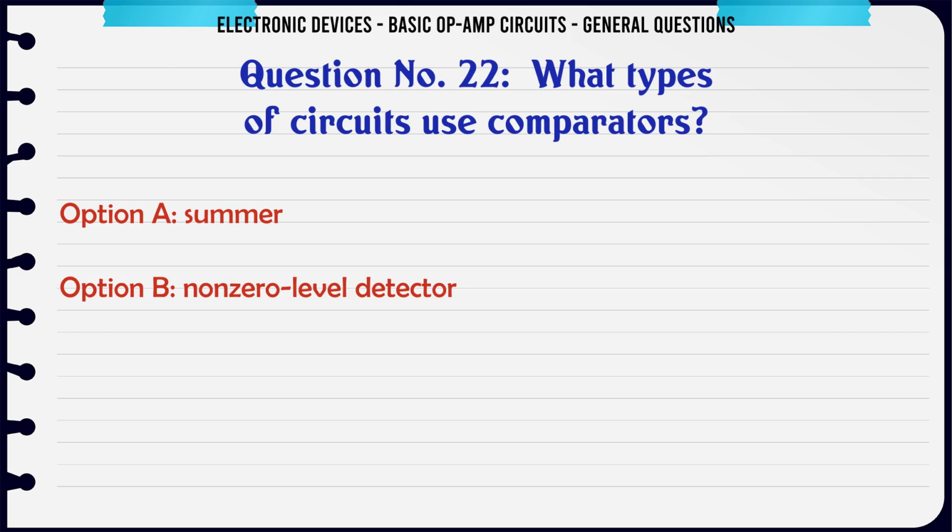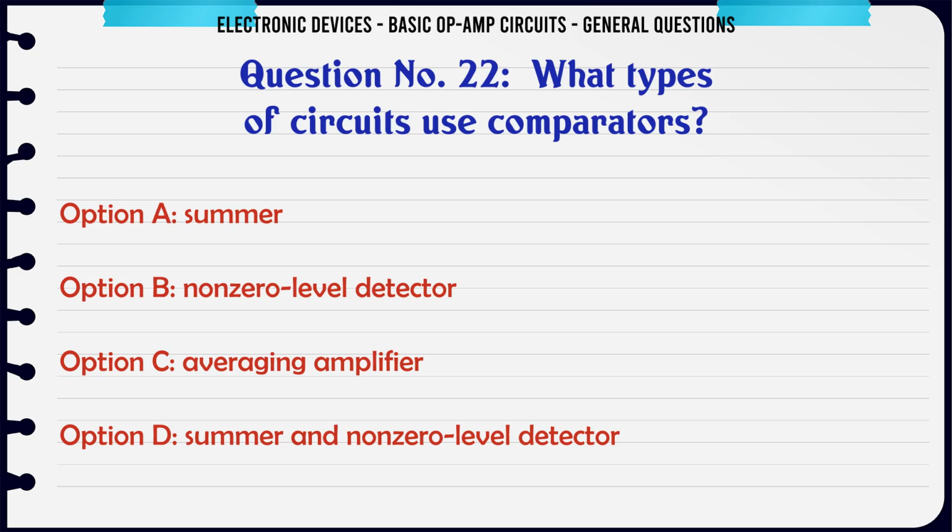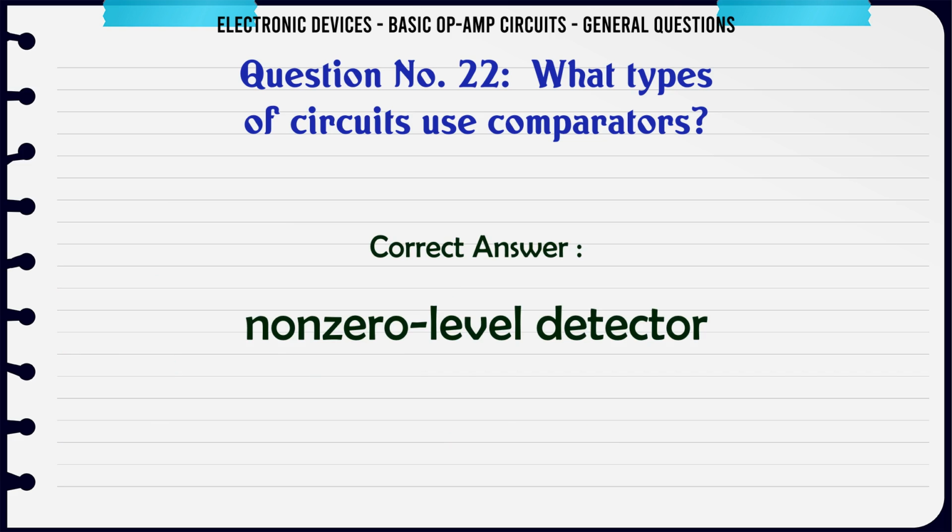What types of circuits use comparators? A. Summer, B. Non-zero level detector, C. Averaging amplifier, D. Summer and non-zero level detector. The correct answer is non-zero level detector.